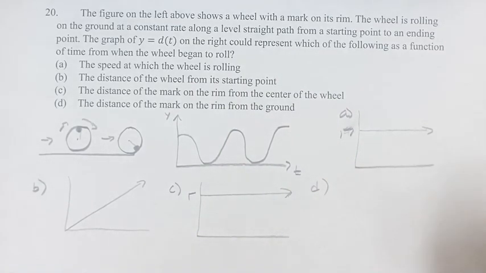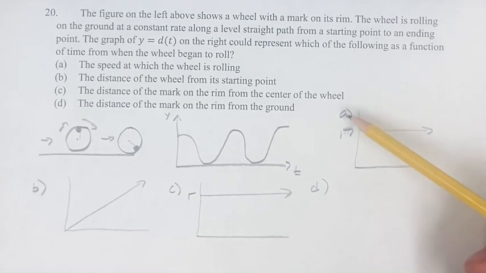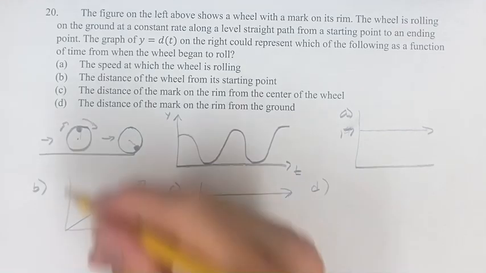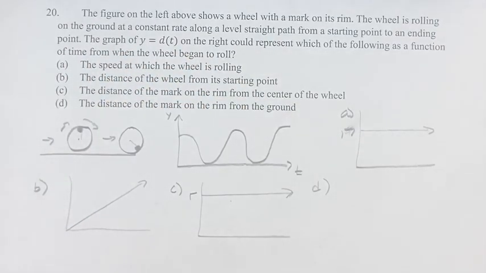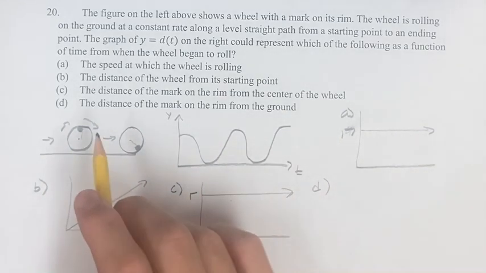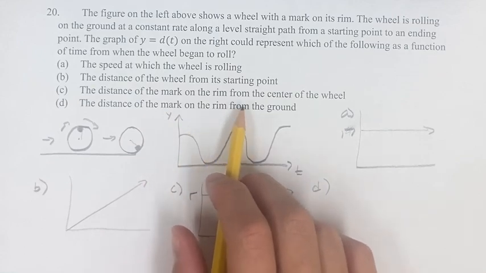And so from this, we know that D must be the answer, right? It's not A, it's not B, it's not C. If you are taking the test, you would just circle D and move on, because you have to finish in a certain amount of time. In this explanation, I think it's helpful to understand why it's D. So we think about the distance of the mark on the rim from the ground.